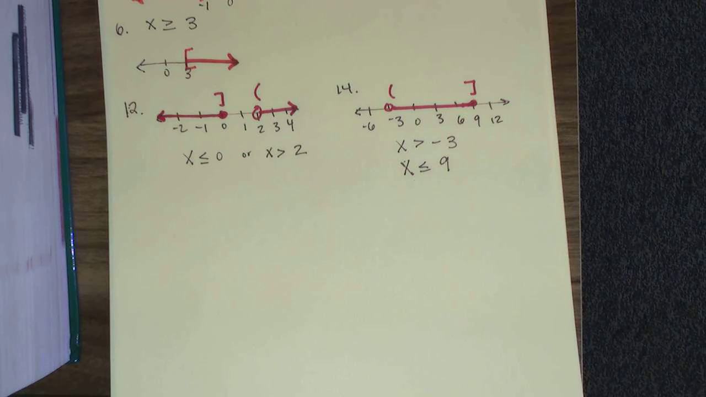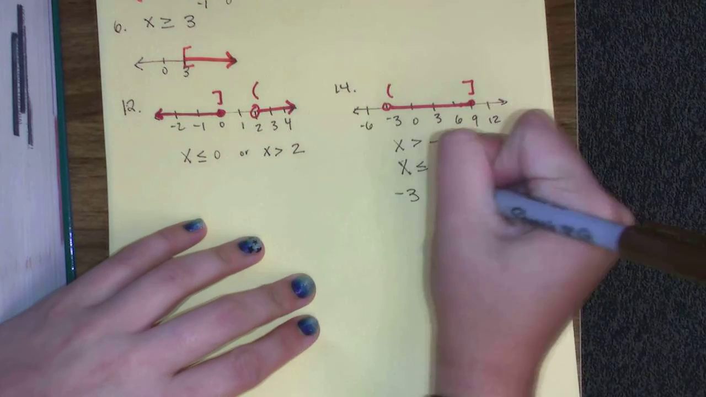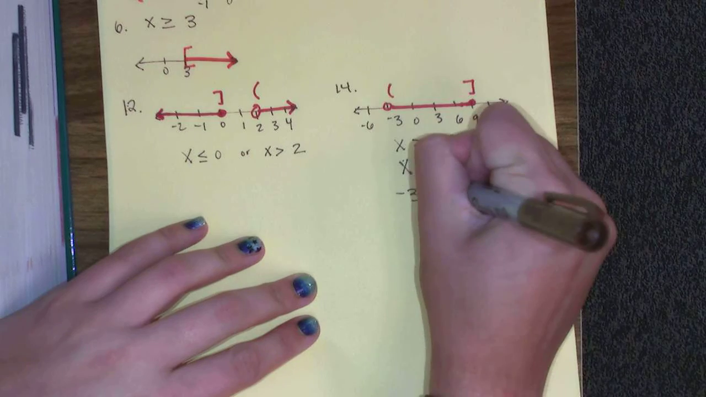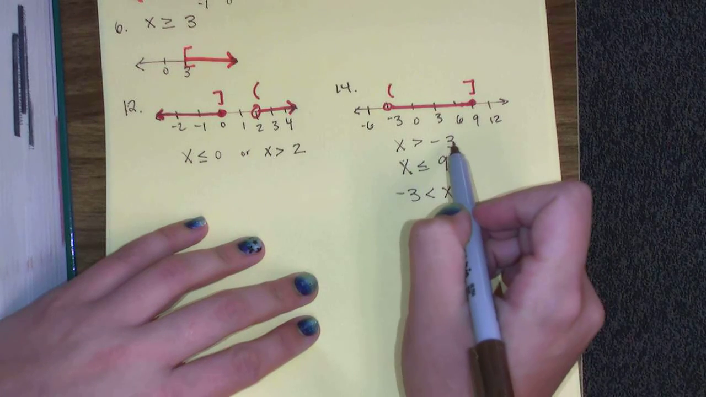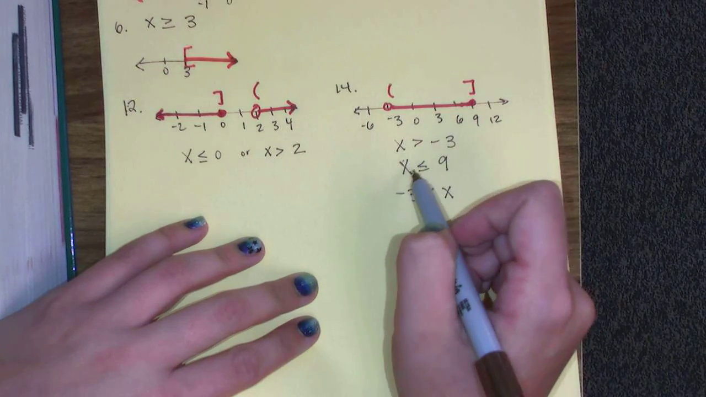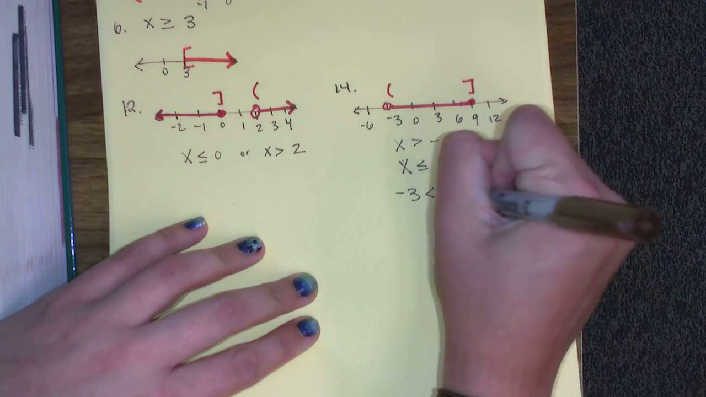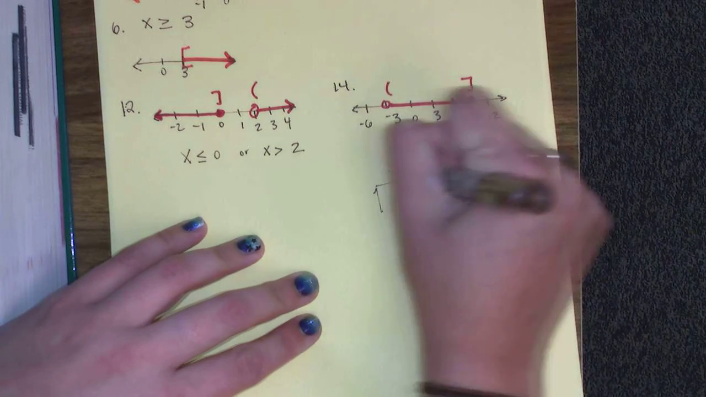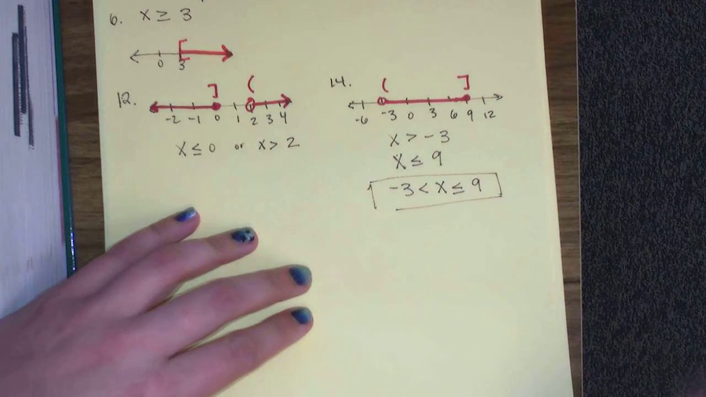Okay, so now we need to combine them together because it's an and. So we're going to write -3 is less than x. Okay, so that takes care of this top one. But then x is less than or equal to 9. So then we're going to write it like this, and that is how we combine them. Okay?